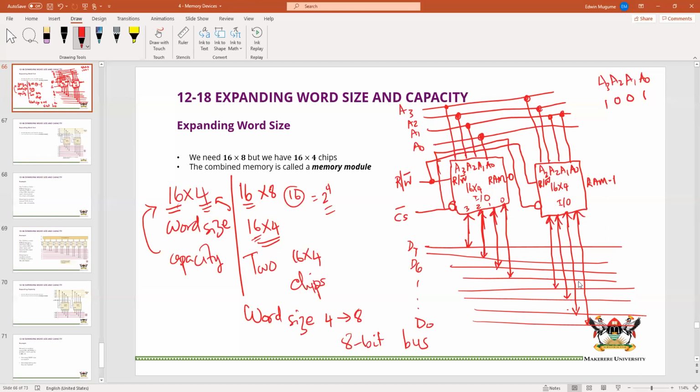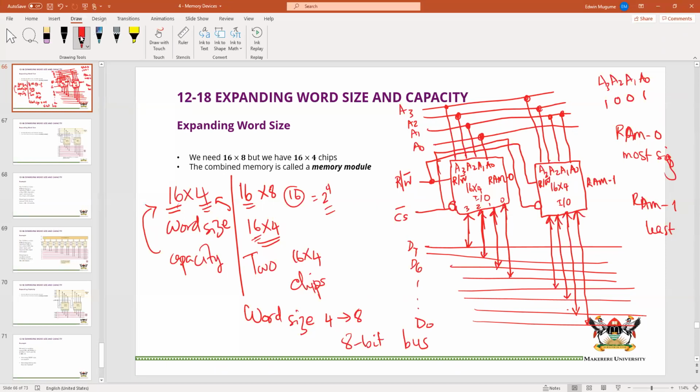Now, this means that RAM 0 is the MSB, okay, maybe not MSB, but it is the higher, the most significant. And RAM 1 is the least significant. So if I had my words, maybe I've read information, the word from RAM 0 will be the highest, and the word from RAM 1 will be the lowest.